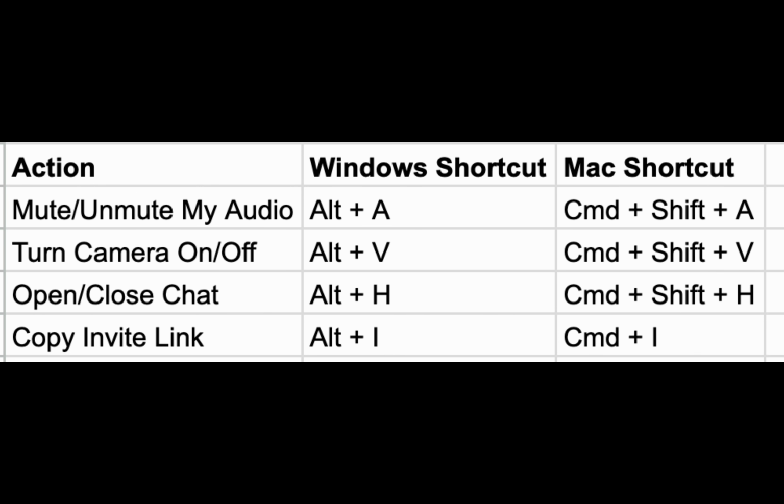So here again are those 4 keyboard shortcuts: A for audio, V for video, H for hello chat, and I to copy the invite link onto your clipboard.